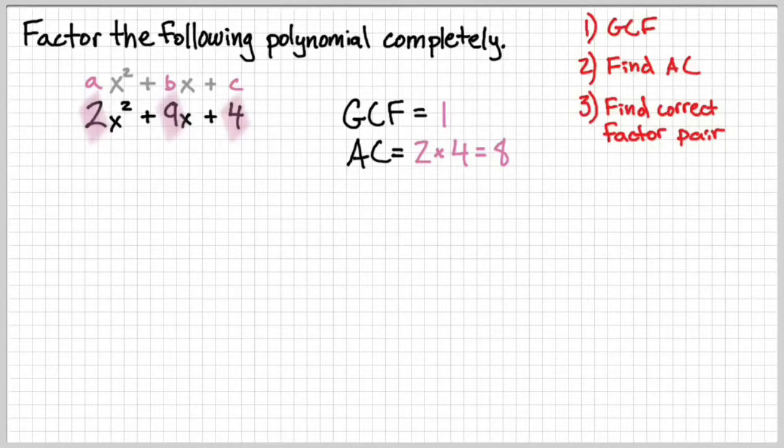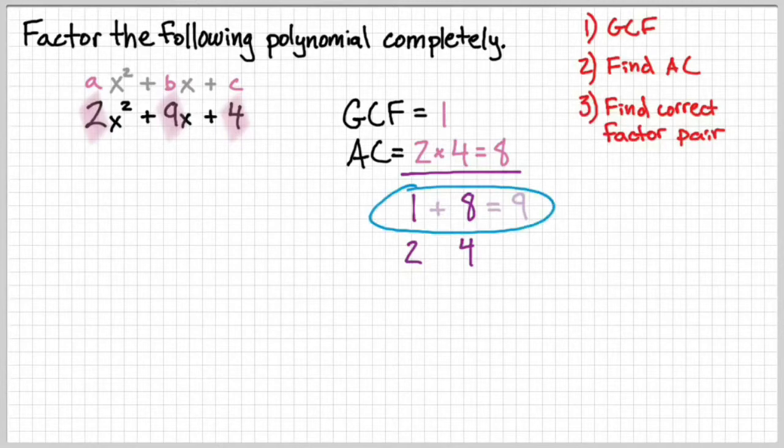To start this process, let's list the factor pairs of 8. I like to start at 1 and write them in order. We have 1 times 8 and 2 times 4. 3 doesn't divide evenly into 8, and 4 is already there, so we know that's all the factor pairs. We now look for the factor pair that when we add the two numbers, they sum to our B of 9. Notice positive 1 plus positive 8 is 9, so we'll try this factor pair.